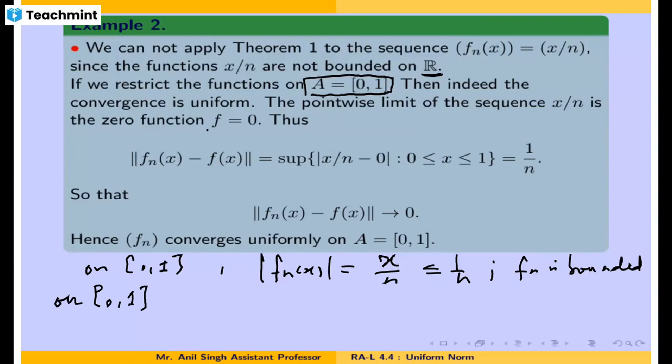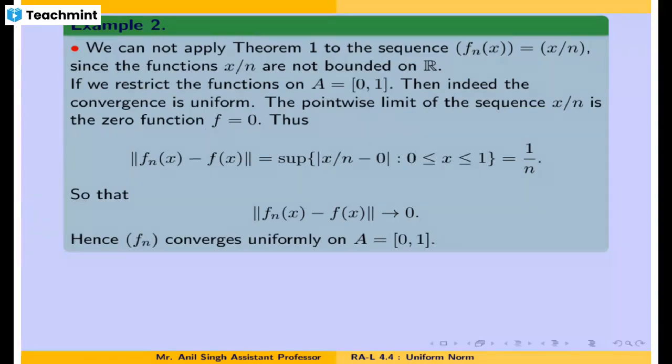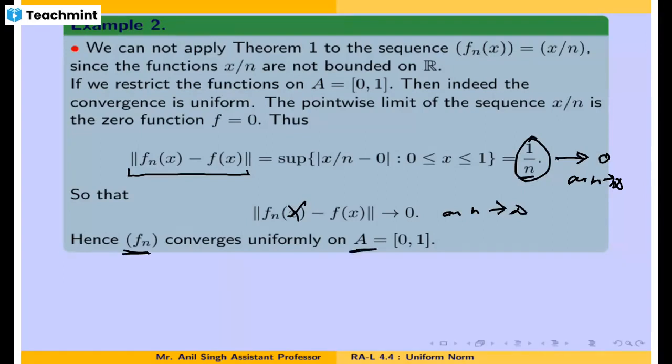And how you are going to see whether that theorem exactly holds now, as I already calculated, this norm is 1 by n, and we already know 1 by n is a sequence which converges to 0 as n goes to infinity, and hence it implies that this sequence, it has to be f_n minus f, goes to 0 as n goes to infinity, and hence by theorem 1 it follows that this sequence is uniformly convergent on the interval [0,1].